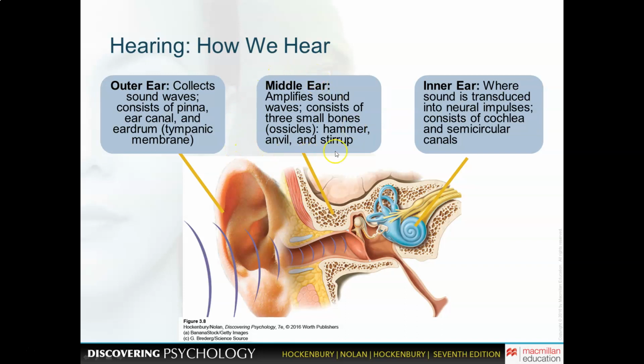What's unique about the middle ear is there are three small bones in it, called the hammer, anvil, and stirrup. Those process the incoming sound in volume. Finally, the inner ear is where the sound is transduced into neural impulses. Remember earlier in this chapter, I used the word transduction. That is transduced. So that's sending the neural impulses to the brain, and that's how we're finally able to process and make sense of what we hear.